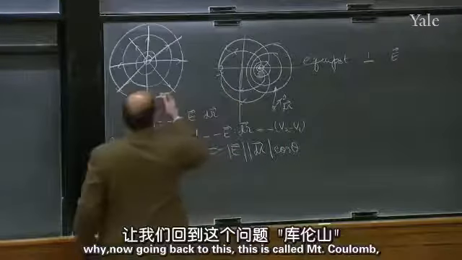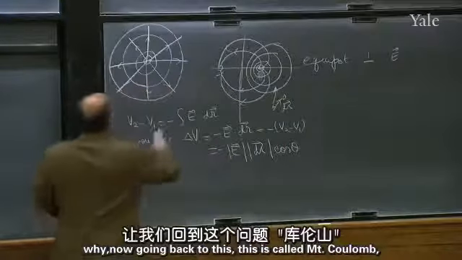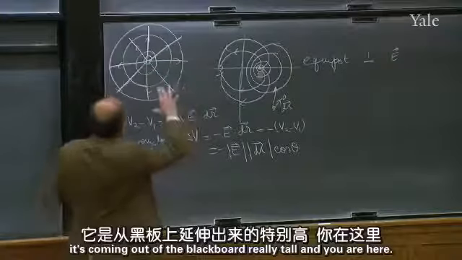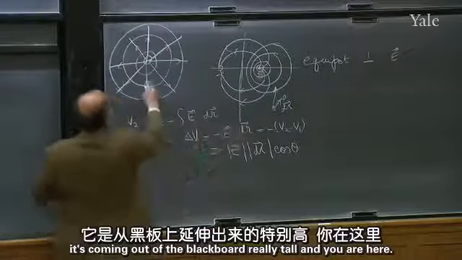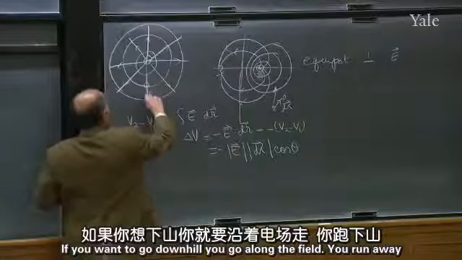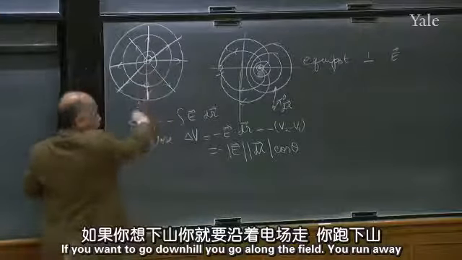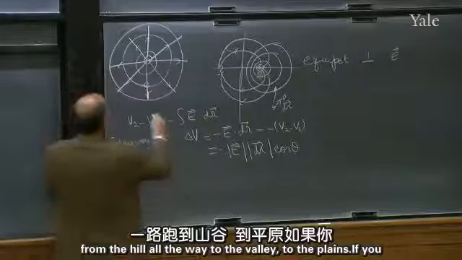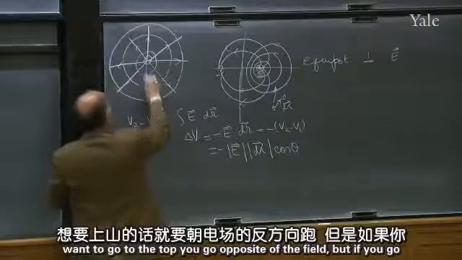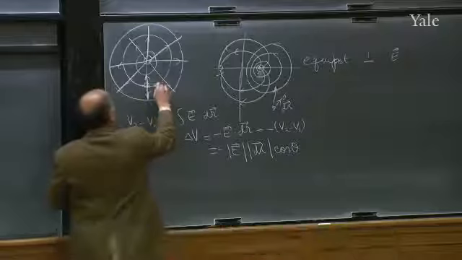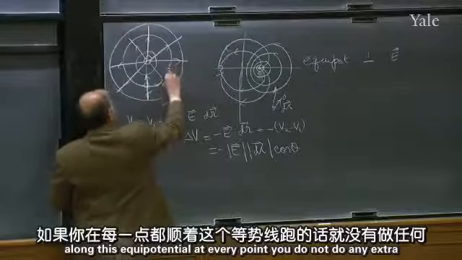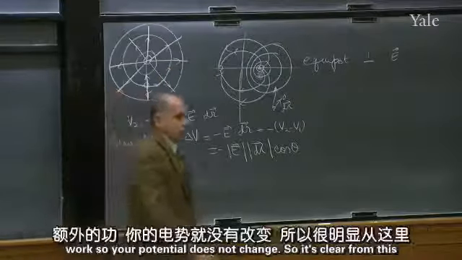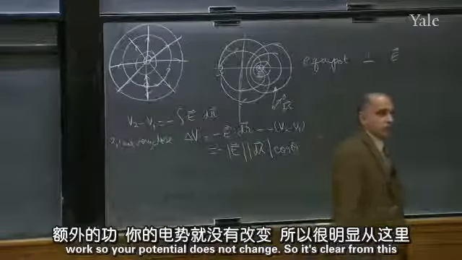That's why, now going back to this, this is called Mount Coulomb. It's coming out of the blackboard, really tall, and you are here. If you want to go downhill, you go along the field. You run away from the hill all the way to the valley, to the plains. If you want to go to the top, you go opposite to the field. But if you go along this equipotential at every point, you do not do any extra work. So your potential does not change.